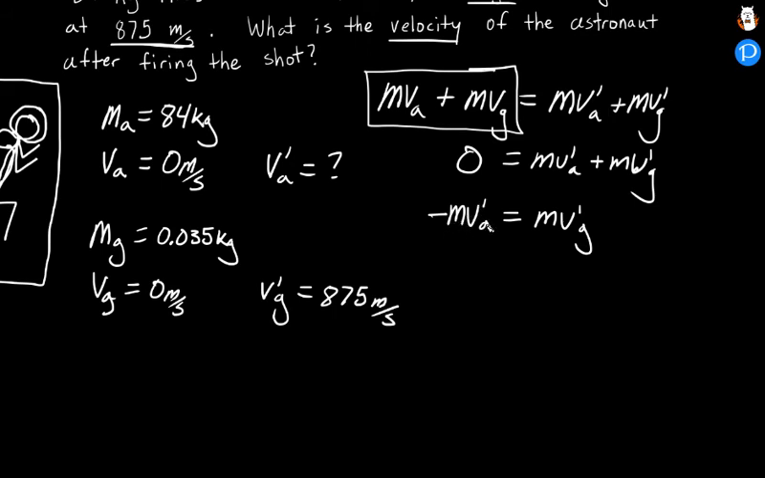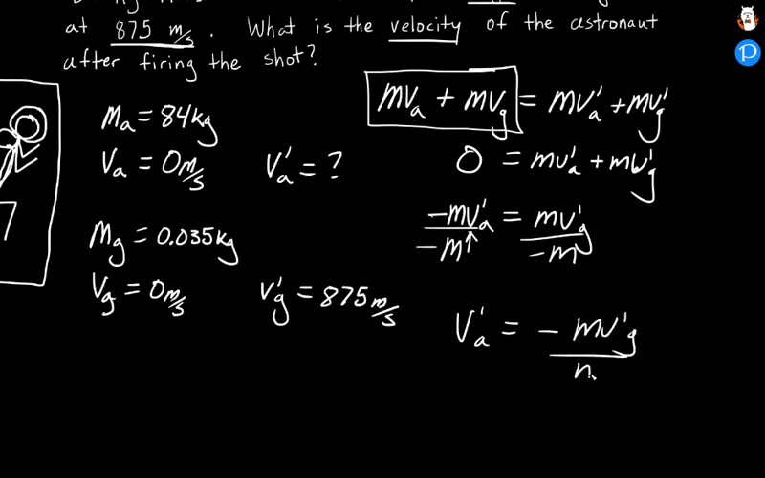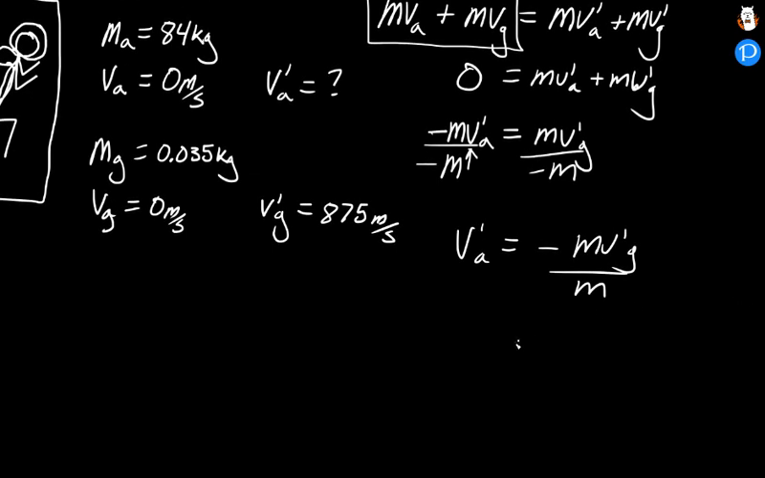And so now I have enough to solve for this because I know the mass and velocity of the gas at the end. I don't know the velocity of the astronaut in the end. So I'm going to solve for this term here. I'm going to divide by negative m over here, divide by negative m here. So velocity of the astronaut is negative. There's my equation. So now I can plug in the numbers.